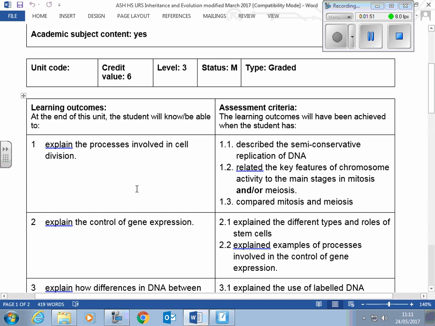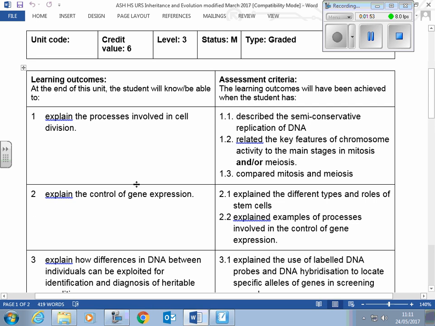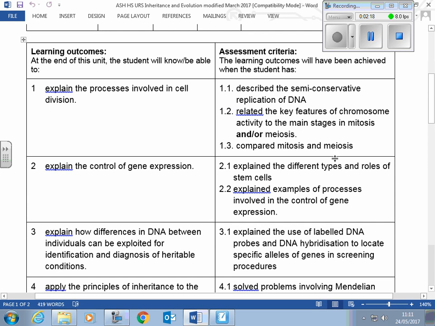So the first learning outcome is about cell division, and you'll have essentially 3 questions. One on the replication of DNA, one on the main stages of mitosis and or meiosis. It tends to be mitosis in the pass section. I might ask about meiosis features in the merit distinction bit, but for the pass section it's just mitosis. And then a comparison of mitosis and meiosis: how many divisions are there, crossing over, how many daughter cells, that sort of thing. So 3 questions under the cell division section.